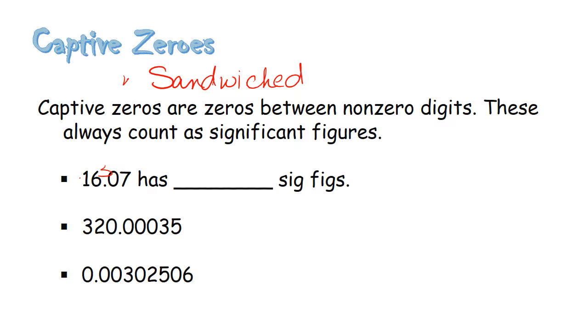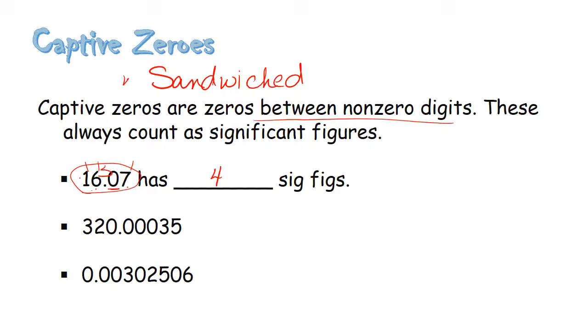These are the zeros that occur between non-zero digits. So if you take a look at the one I tried to scribble out, 1, 6, and 7, those are all significant. They're non-zero integers. And this 0 is sandwiched between 2 different integers, so we call it significant. And this number has 4 sig figs.